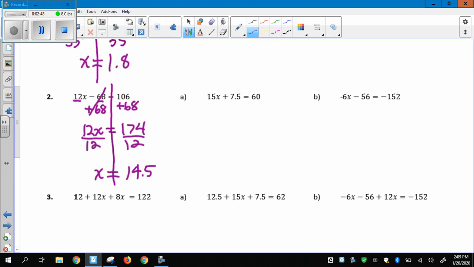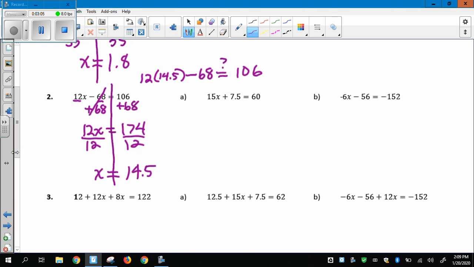Again, you should check that. The way you would check this one is you would take 12 times your answer, 14.5, subtract 68, and make sure that that equals 106. I'm not sure that it does, but I think you'll find that it checks out.